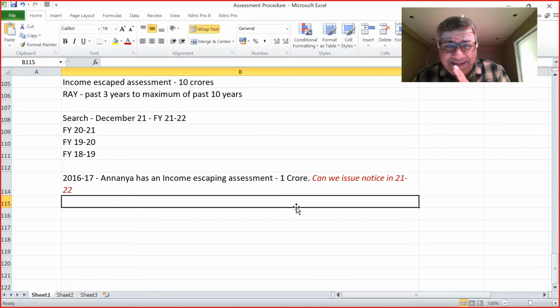No. More than that, 10 years. Just now Sudha was saying that is only for provision 2.